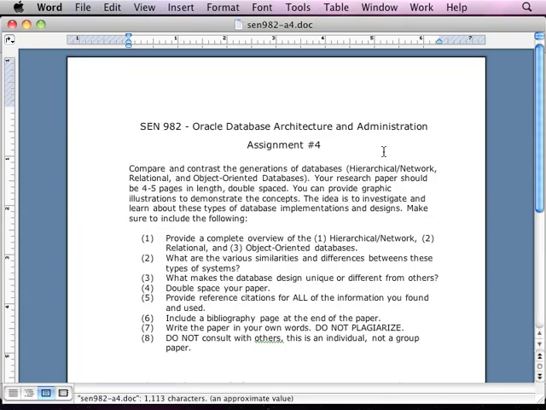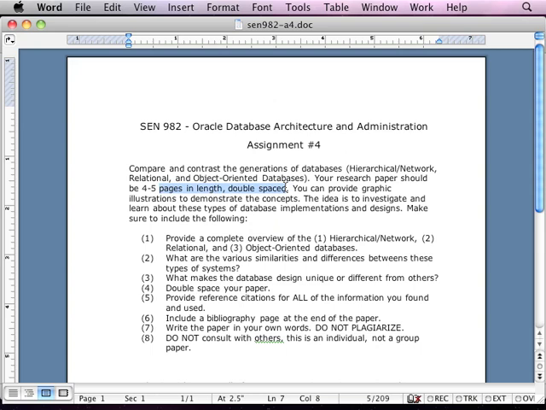Okay, so number 4 is comparing and contrasting the generations of databases. And the generations of databases you're going to be looking at are hierarchical, network, relational, and object-oriented databases. So you're going to research, which might require some internet access, and you should have internet access here.